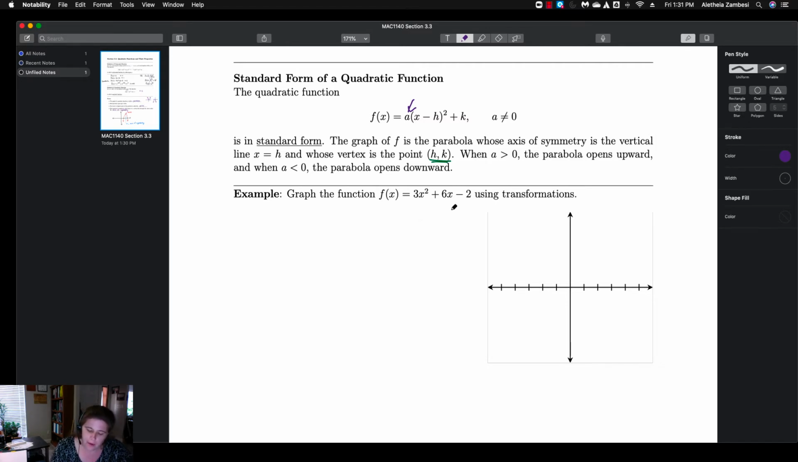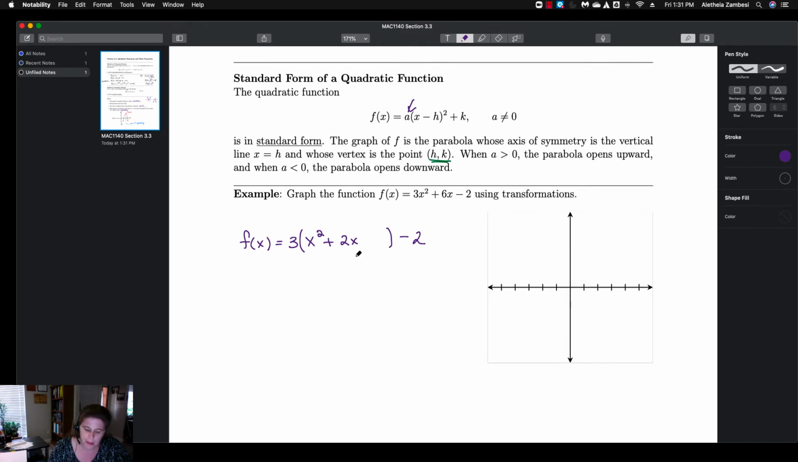So if I have a function f of x is equal to 3x squared plus 6x minus 2, I can plot that by putting it into standard form. In order to do this, we complete the square like we did for circles back in chapter 1. So f of x is equal to, I'm going to bring that 3 to the front, so 3 times (x squared plus 2x). Then I'm going to leave a space for completing the square, and the constant is out in the back because I don't need it for my completing the square portion.